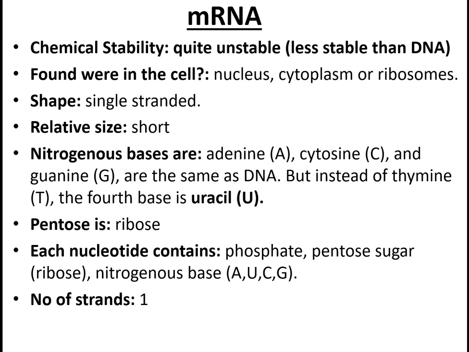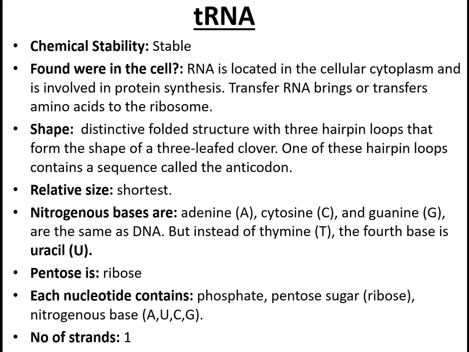And the pentose sugar is a ribose. And each nucleotide contains a phosphate, a pentose sugar, which is a ribose, and a nitrogenous base, which is A, U, C, or G. And it is single-stranded, so it's only got one RNA strand. Last one is tRNA, or transfer RNA.